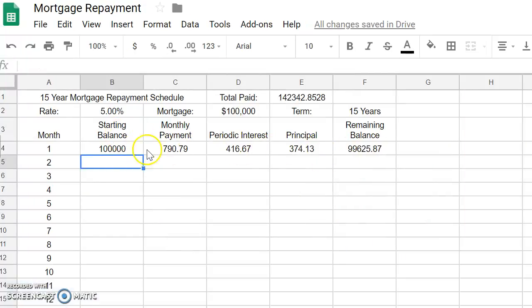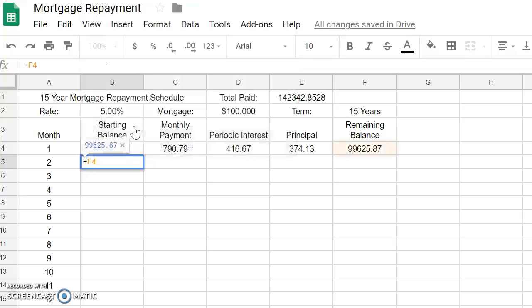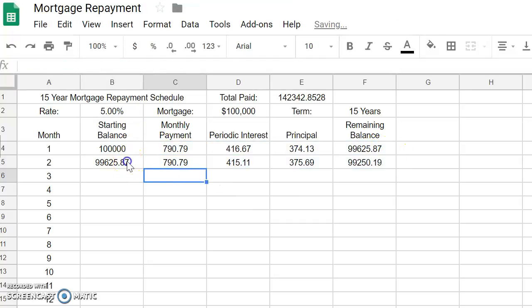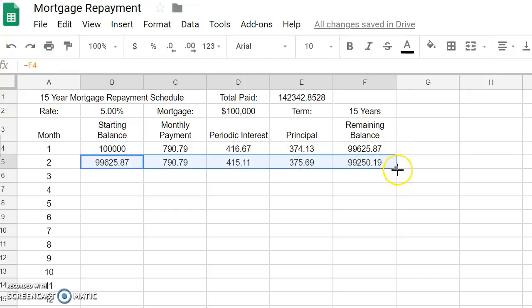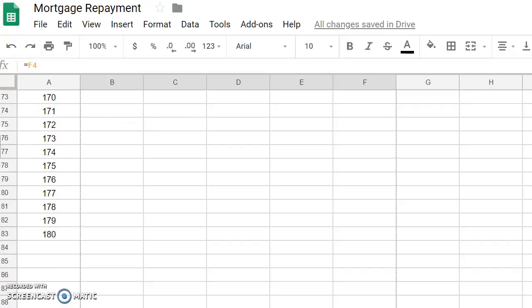Because if I autofilled right now, this 100,000 would stay the same the whole time down. So we need to make sure that changes. So that is pretty easy. It equals F4. And actually, watch this. What's your trick? From this row right here. Boom. Got my row ready to go all to the bottom. Got to get to 180.